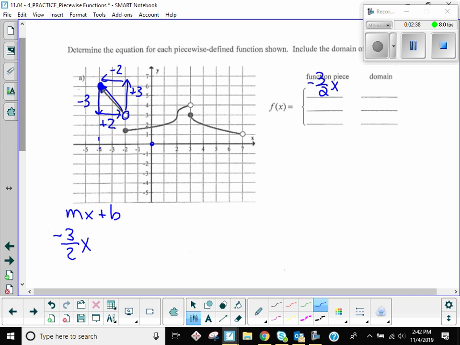The left boundary is negative infinity because of that arrowhead. And what's the right boundary for the domain? What is it on the right? X equals negative 2. Is this included or excluded? Excluded. How'd you know that? Because the open circle, right? It wasn't filled in. Yes.